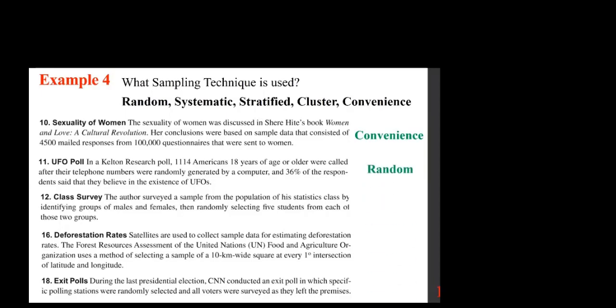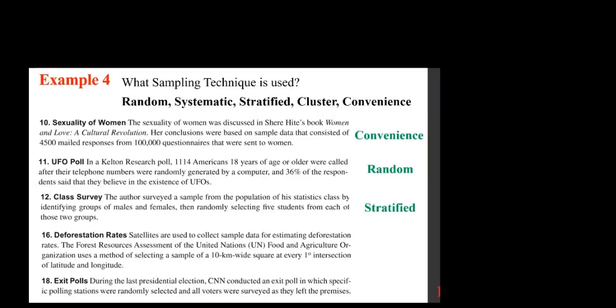Perfect. Next. The author surveyed the sample from the population of a statistics class by identifying groups of males and females, then randomly selecting 5 students from each of those 2 groups. Stratified. Beautiful.